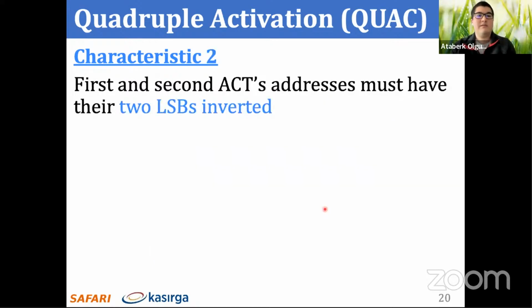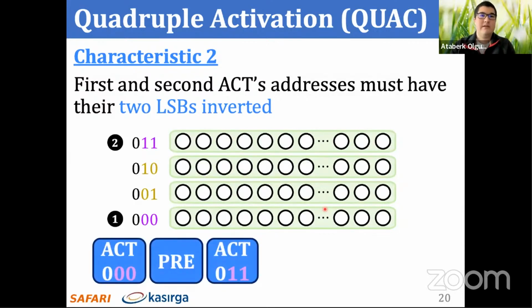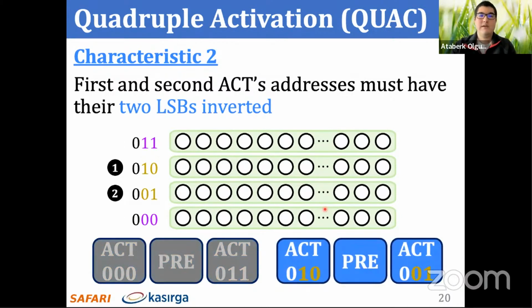Second, QUAC must activate the 2 rows with addresses that have their 2 least significant bits inverted. Here we use the same color to highlight the least significant 2 bits in row addresses that can be targeted by activate commands to perform QUAC operations. When the first activate targets row 0 and the second activate targets row 3, we observe valid QUAC operations, as the least significant 2 bits of these 2 addresses are inverted. Similarly, when the first activate targets row 1 or row 2 and the second activate targets row 1, we observe valid QUAC operations.